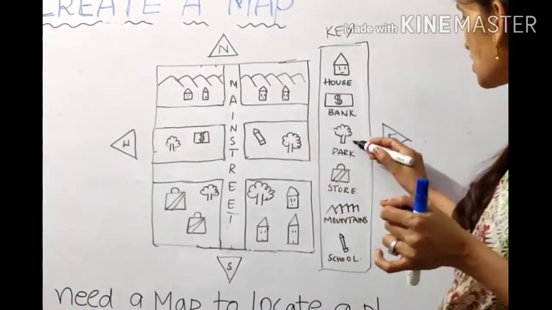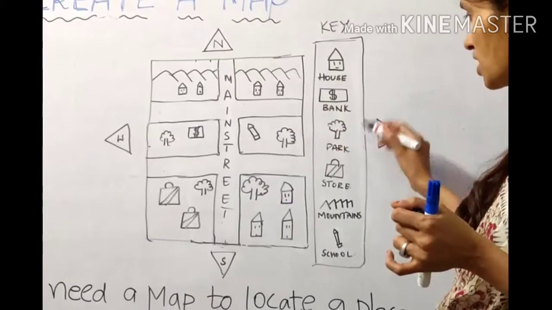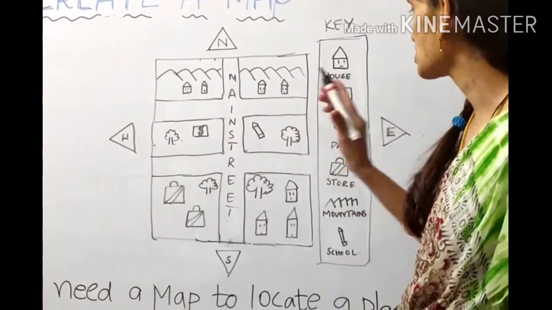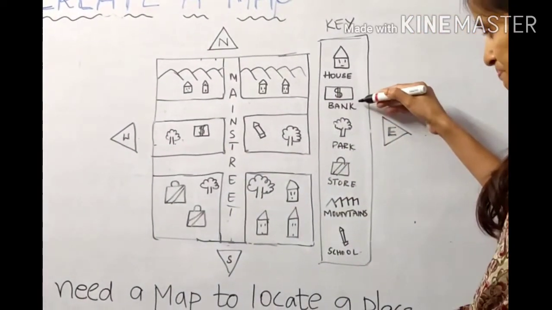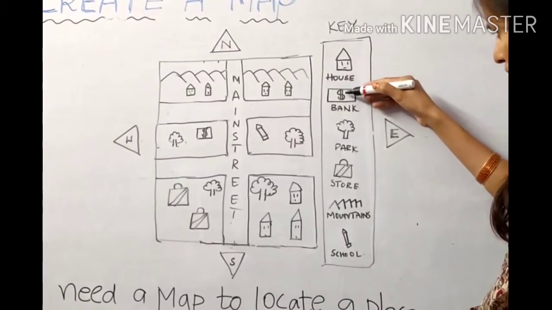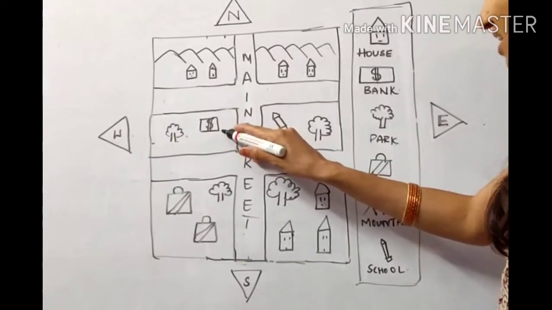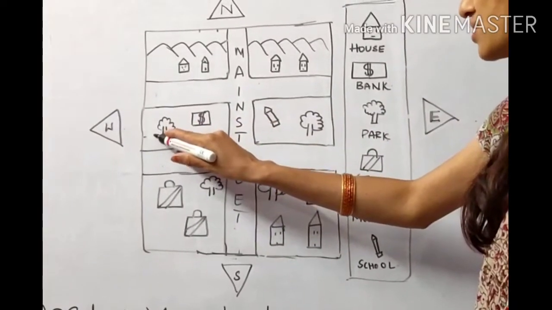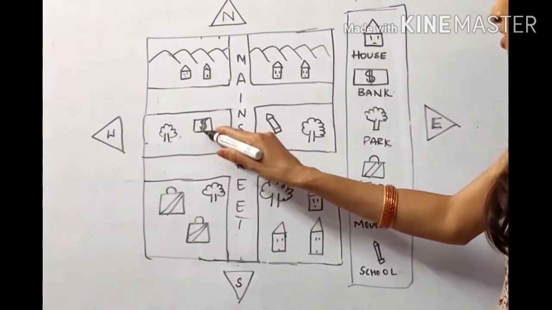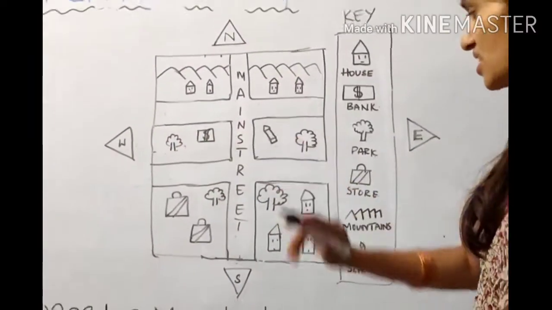Trees are nothing but the park here. For the park symbol I have drawn the trees and for the bank I have given a dollar symbol like this. So where is the dollar? So here the bank is there, here the park is there. That means the park with bank. Near the park there is a bank.